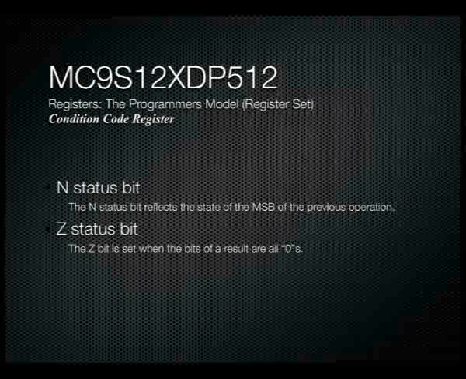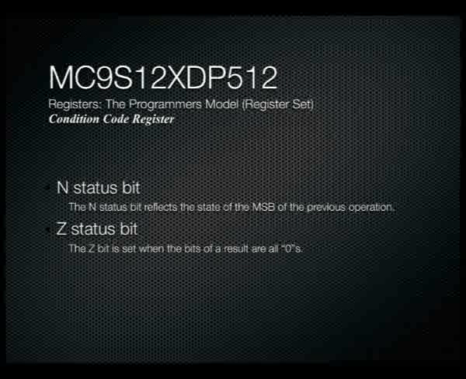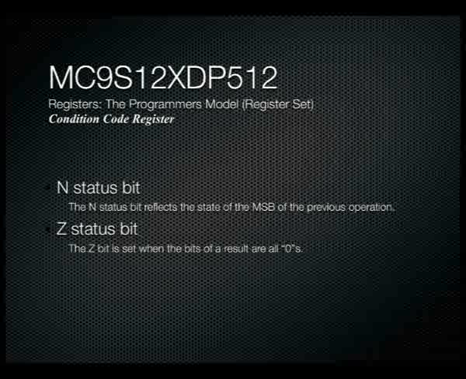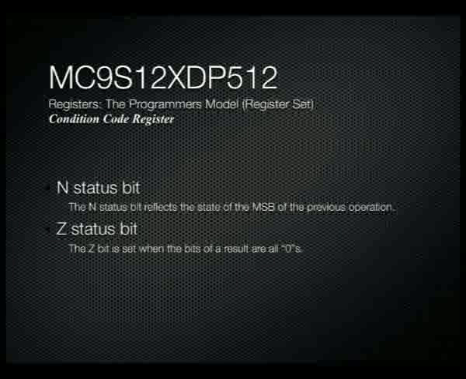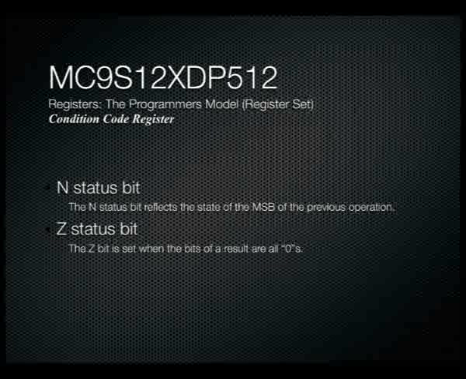We've got our Z status bit, which is our zero bit. If we do a mathematical operation and we get a 0 as a result, or we do a load from memory and the result is 0, then the Z flag is set. That may be used in some sort of condition statement where you might branch if a particular value is 0 or not.